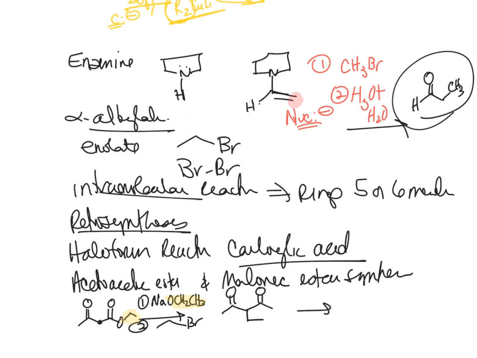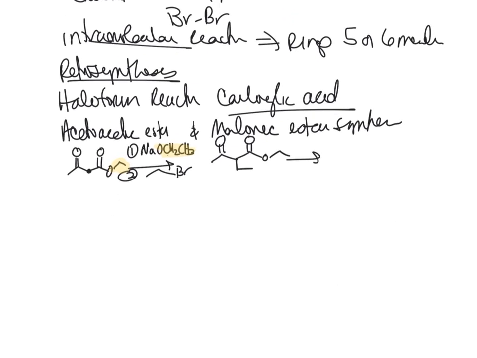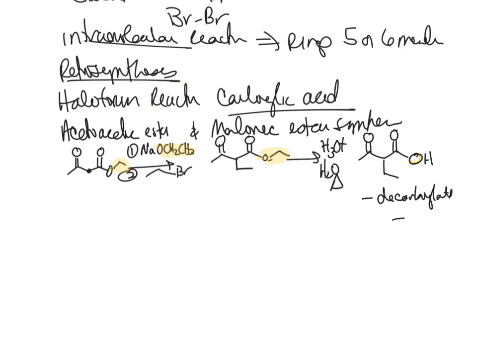Okay, and so then your product would be something like this. Now, when you treat this with acid and heat, the first thing that happens is you hydrolyze this ester. You hydrolyze that ester to the acid, and then the heat, you decarboxylate. So you're going to lose CO2 in that mechanism here.